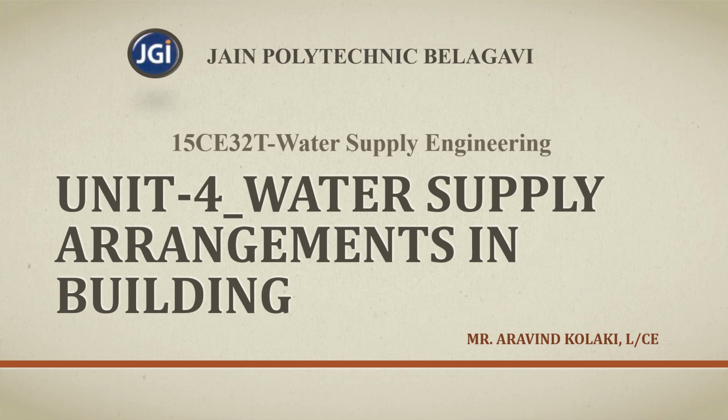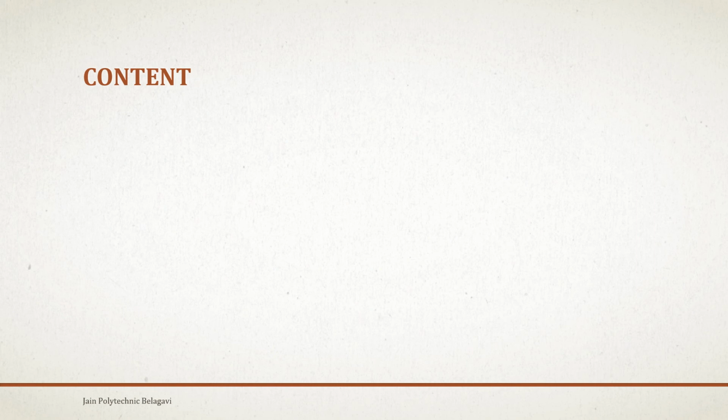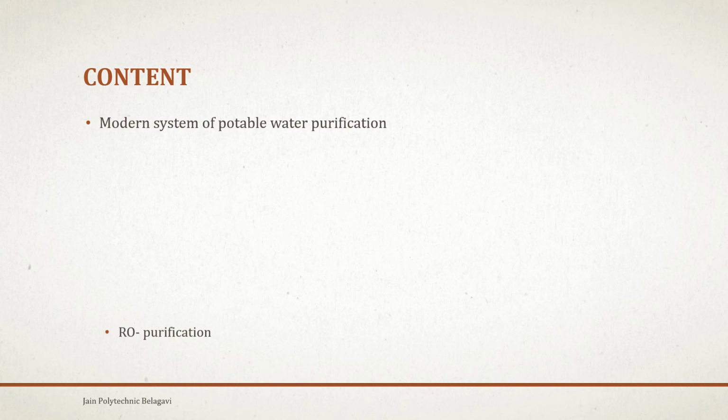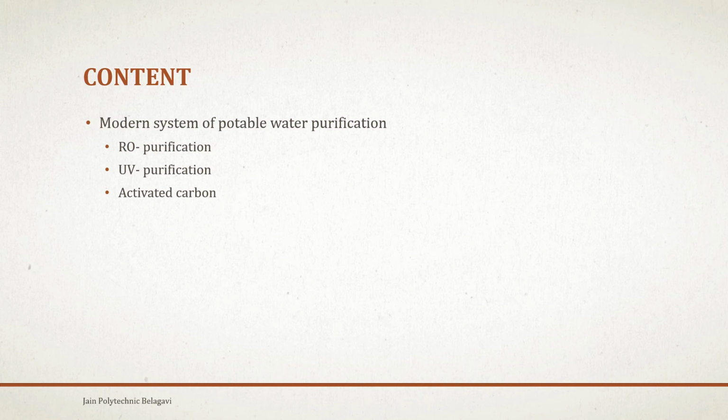Welcome back for the unit water supply management and building. So in this video we are going to discuss the contents of modern system of potable water purification. There are three types: RO purification, UV purification and activated carbon purification.